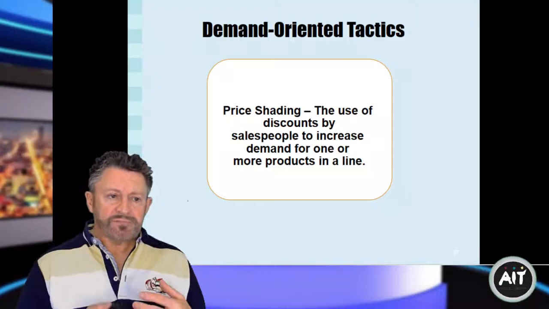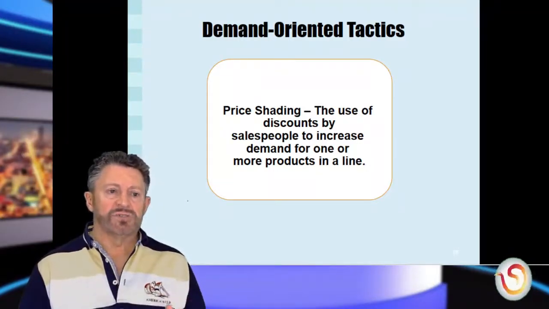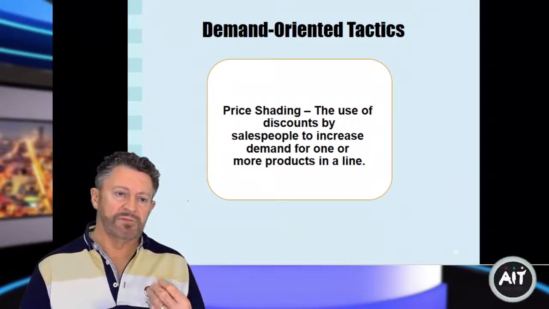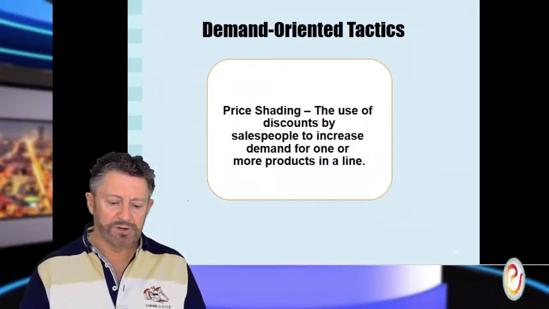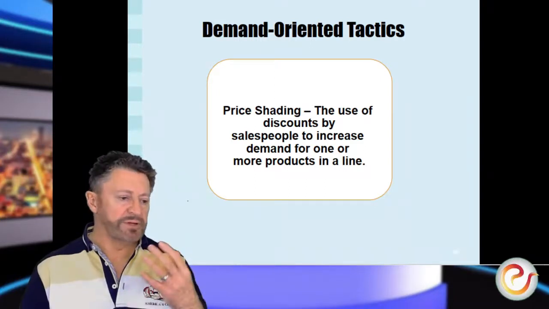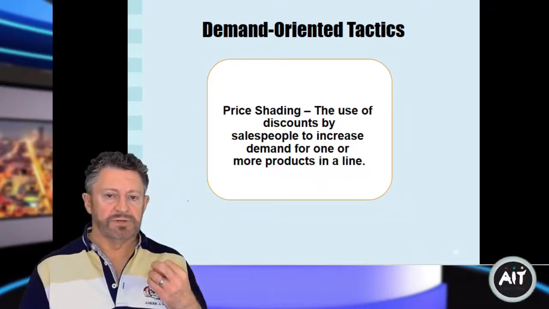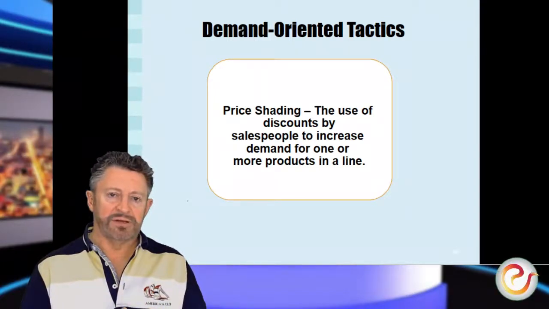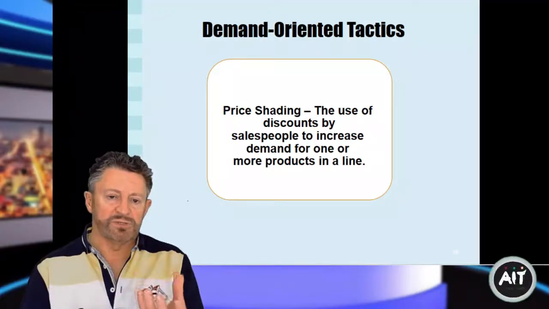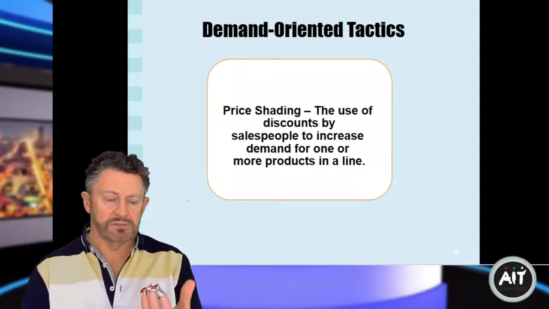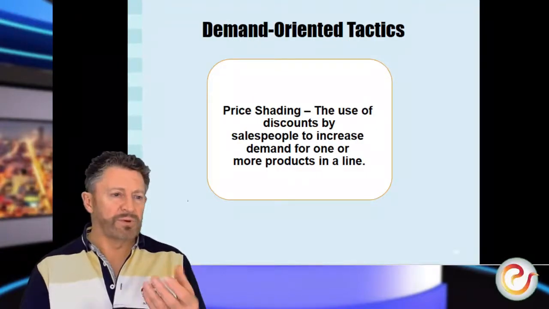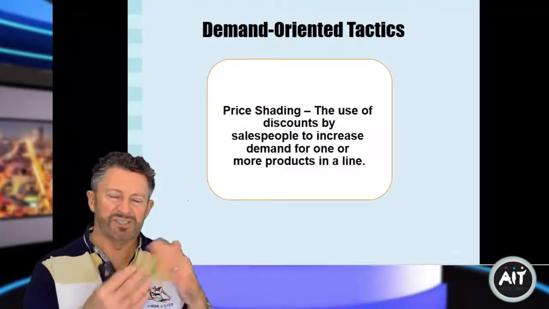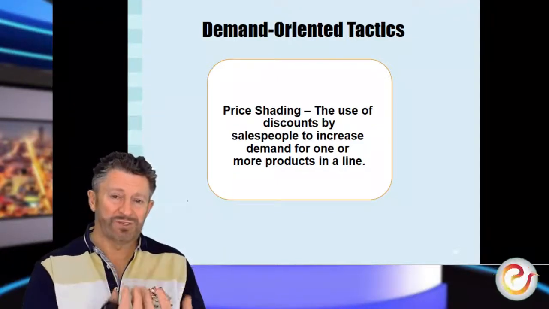Demand-oriented pricing, and we call it price shading. So the use of discounts by salespeople to increase demand, for one or more products in a product line. So if for example you buy a razor, you might get some blades extra with this. And as a consequence, you're charging a higher price. So if you went looking for the blades on their own, you'd say, geez, these are expensive. But if you buy a pack where you get the razor and a few blades, I'm getting a whole deal here. So it kind of shades your judgment in terms of what you're actually getting.